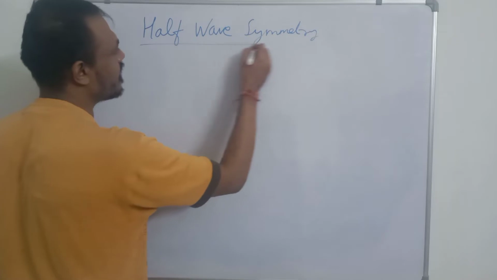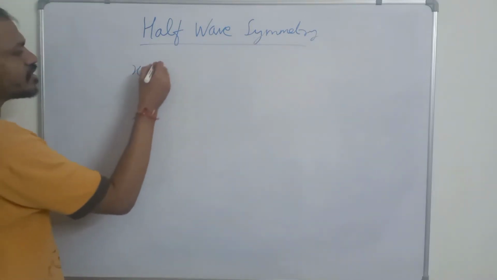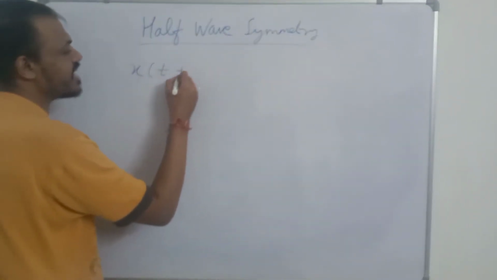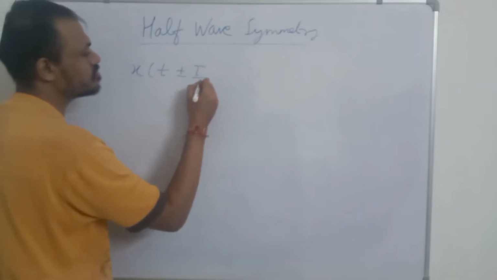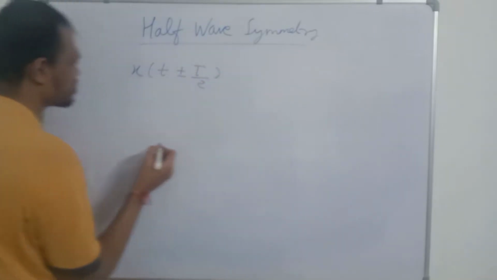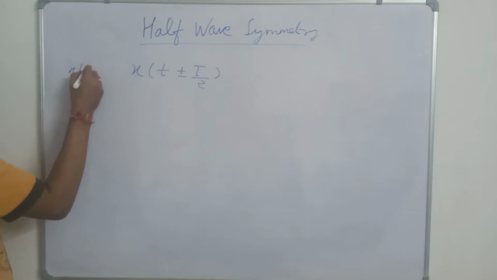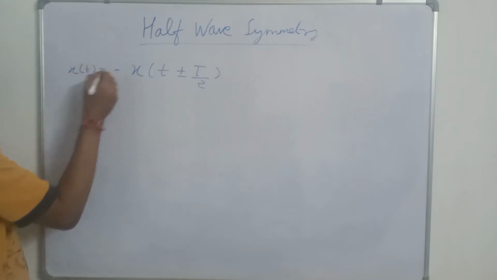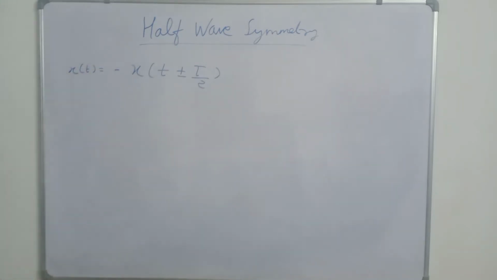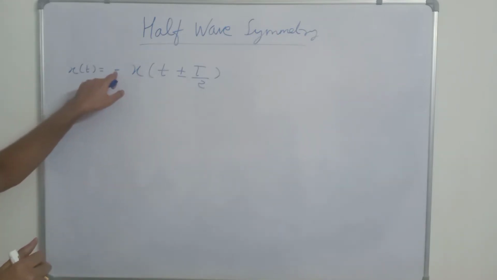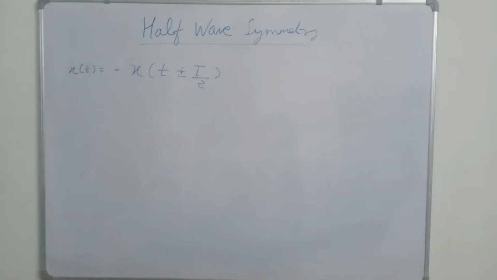So the condition for half wave symmetry is that x of t should be equal to minus of x of t plus minus T by 2. This is the condition for half wave symmetry. The minus sign denotes amplitude reversal, and t plus minus T by 2 denotes the time shifting.